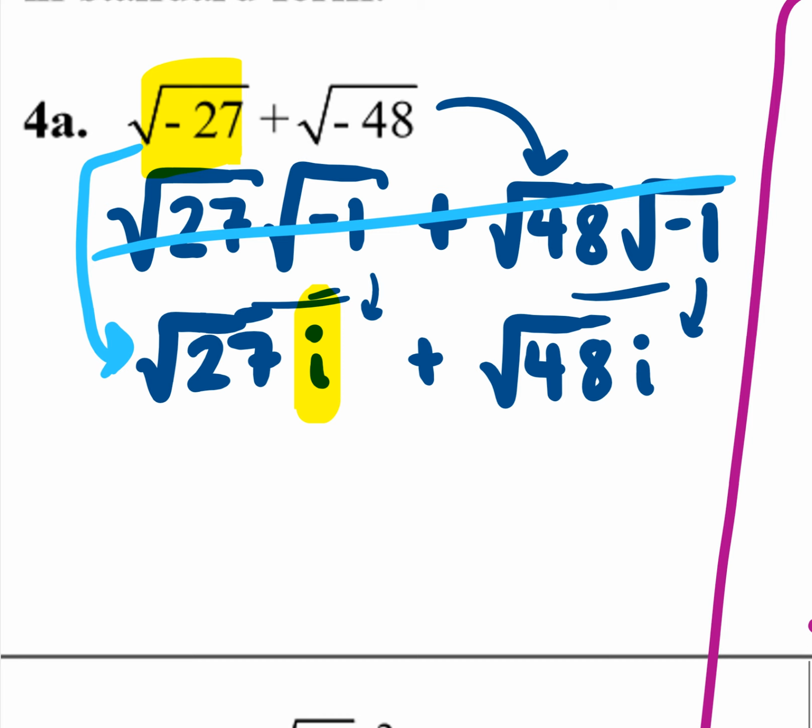Bada bing, bada boom. And I don't want to mislead anyone. Let's see. I don't want that. I want this. This i is not inside the root. It kind of looked like it was. All right.